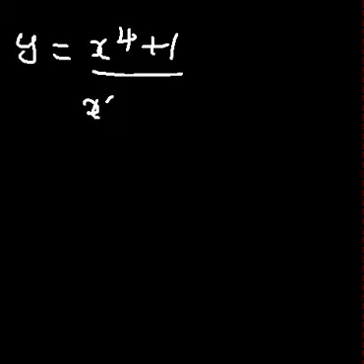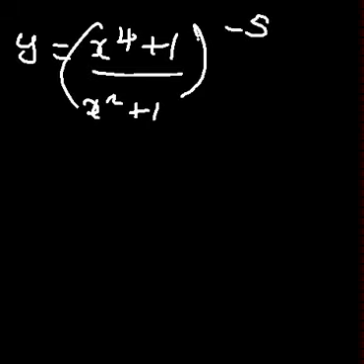Also try to appreciate this problem as well. Let's say we have y equal to x to the power 4 plus 1 over x squared plus 1, to the power negative 5. What is the derivative of this function? The overall differentiation rule is the chain rule.